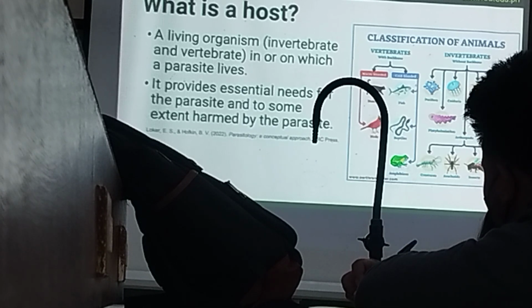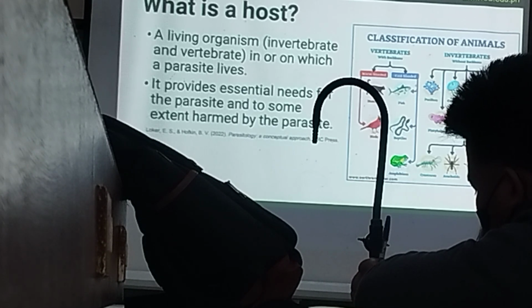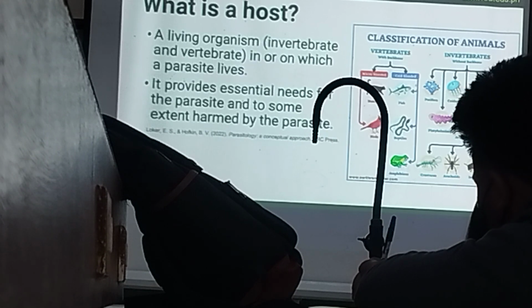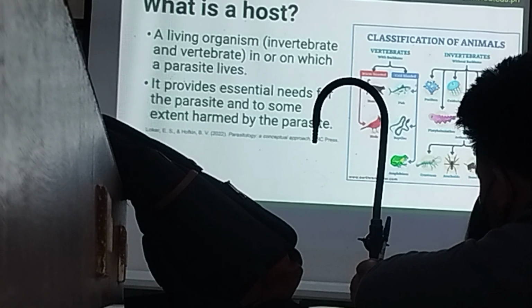So therefore, if I remove the hosts for a certain period of time, there's a chance that the parasite will be eradicated in an area.